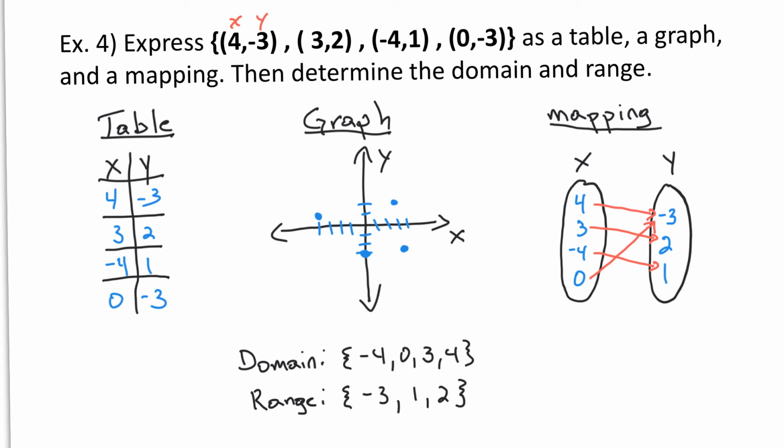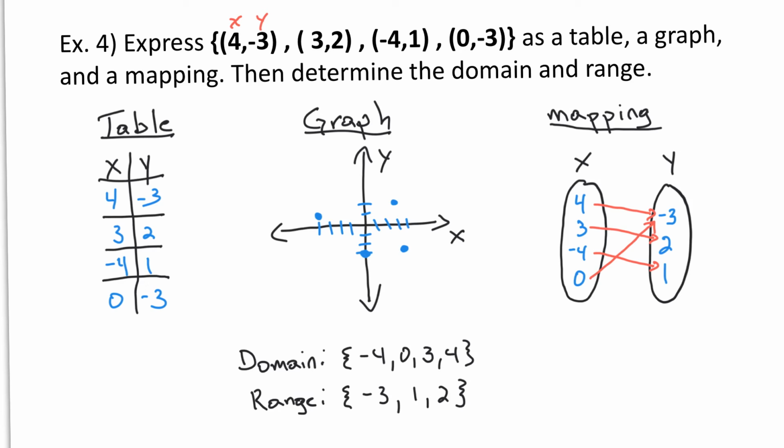You are going to connect. You're going to make an arrow from the x value to the y value. So just make sure what numbers correspond to which y value. So the x corresponds to the y, 4 corresponds to the -3. So that's why I have an arrow. 3 corresponds to 2, -4 corresponds to 1, and 0 corresponds to -3. So that's my mapping.